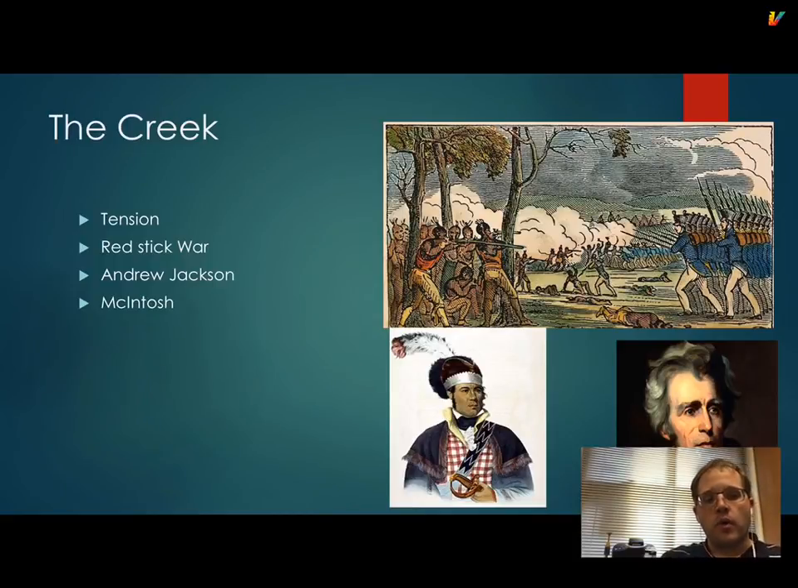And so he sold the Creek land out from under them. And when he did that, the Creek found out, and they were still kicked out of Georgia, but they murdered McIntosh. Okay, so that's going to be important.